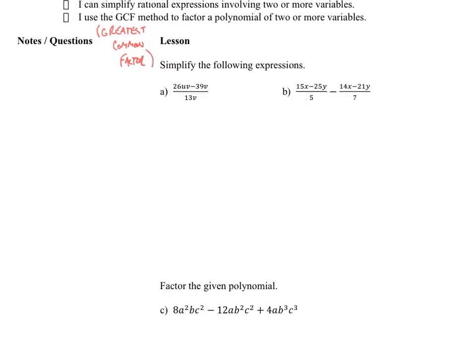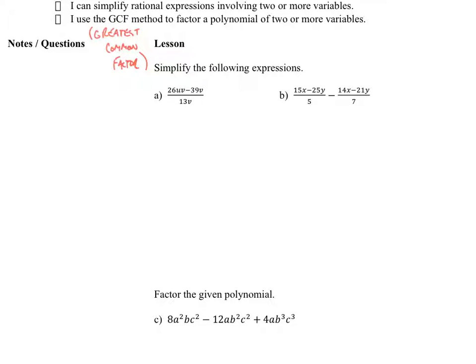Let's start off with simplifying the following expressions. So A, we've got a fraction, and in our numerator, we have 26uv minus 39v. So we have two terms up there, and in our denominator, we only have one term. So what we really have here is 26uv divided by 13v minus 39v divided by 13v. So just to start, we should write that out just to remind ourselves that this is two different fractions being subtracted.